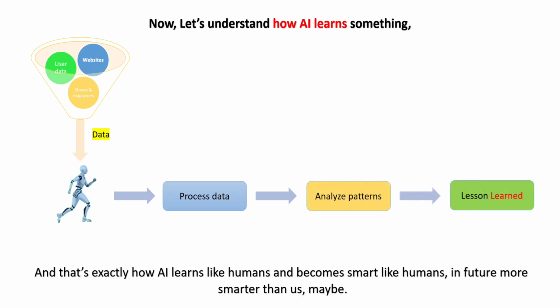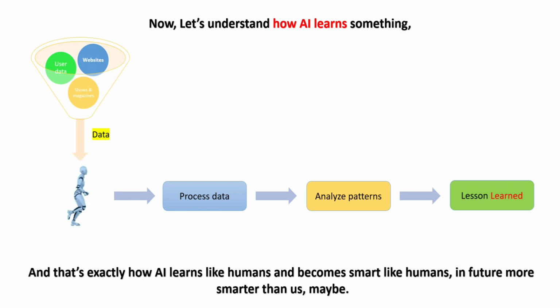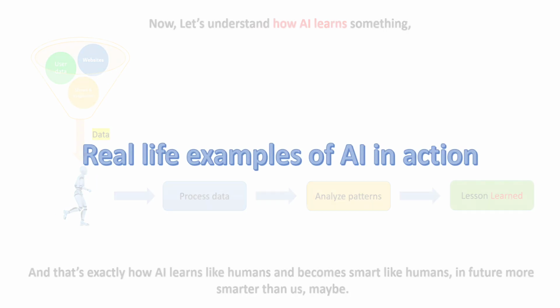So that's exactly how AI learns. Just like us, just like humans, it will learn anything. And in future, it will be smarter than us. Real life examples. Let's look at a few of the real life examples quickly.